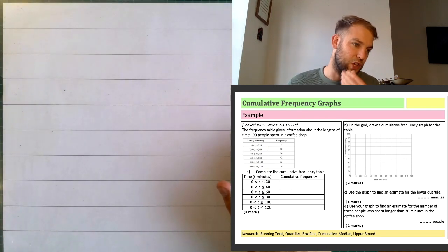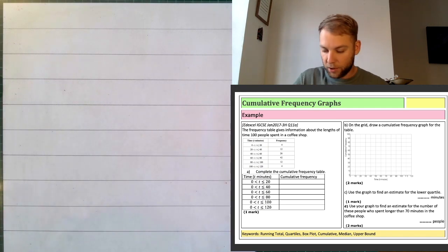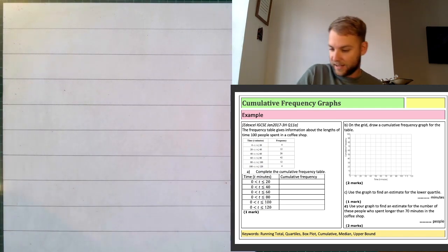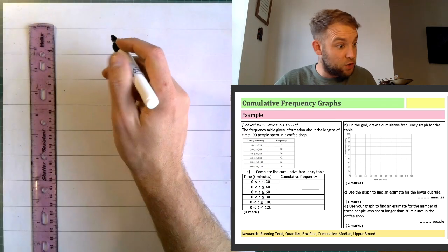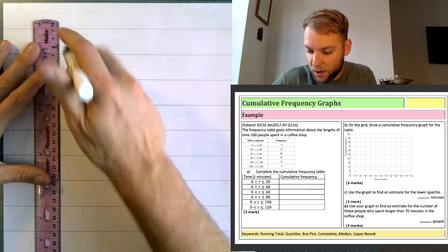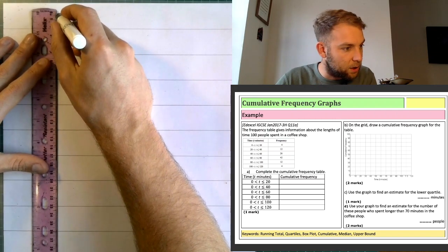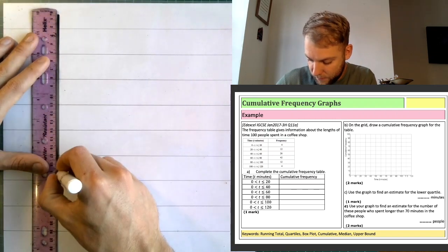So the first thing to do is the cumulative frequency table. So we're going to do that. Let's draw the table out. Remember, it's the running total. So here we're starting with 0 now instead of 15, which was the last one.